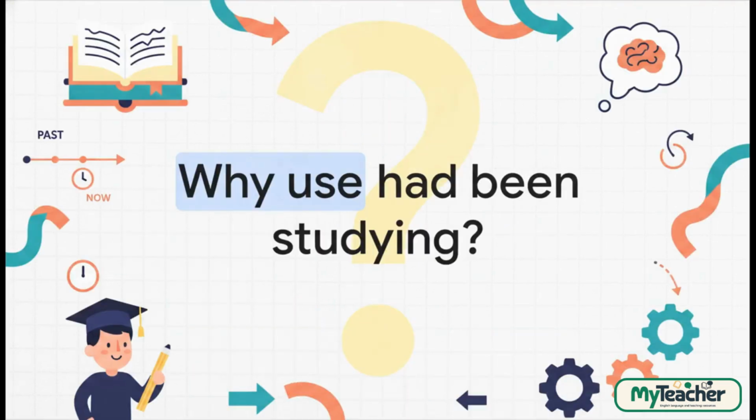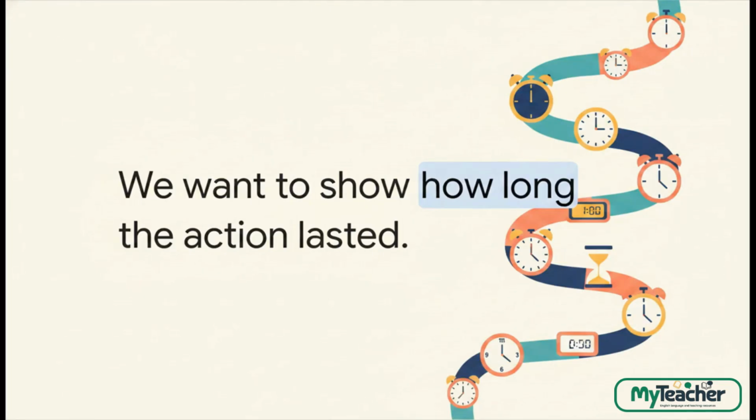Now, I want you to pause and think about this for just a second. Why use had been studying? Why do we change up the formula here instead of just saying she had studied? Well, here is the answer. The entire focus here is on exactly how long the action lasted. The continuous tense really paints a vivid picture of time passing. We really want to show that duration. She didn't just study, she was studying for hours and hours.